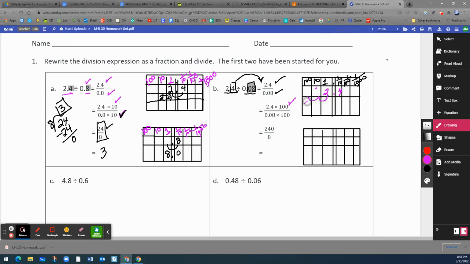Now the 2 is no longer 2 ones, it is 200. And the 4 is going to be moved once, twice. So now, instead of being 4 tenths, it is 40. So let's put a 0 so we know it's a 40. There we go. And this is why we have this product on the numerator.